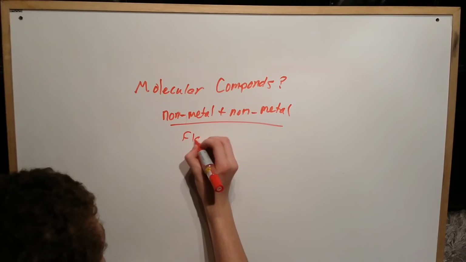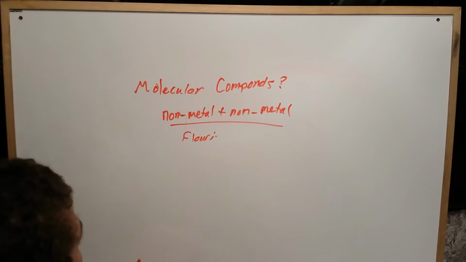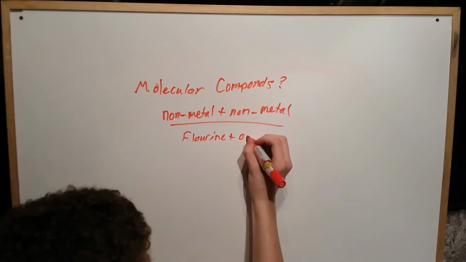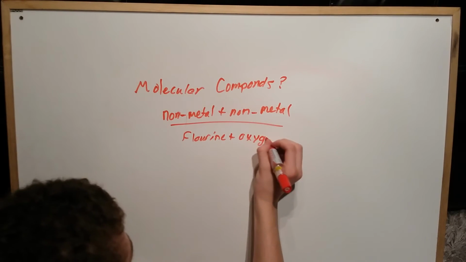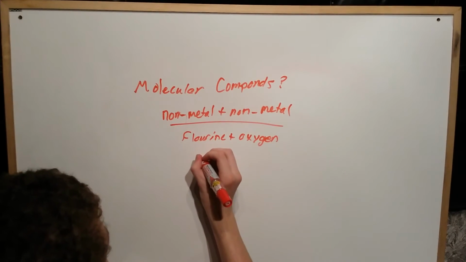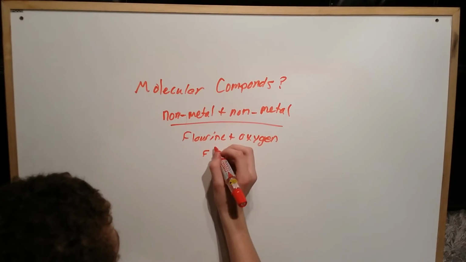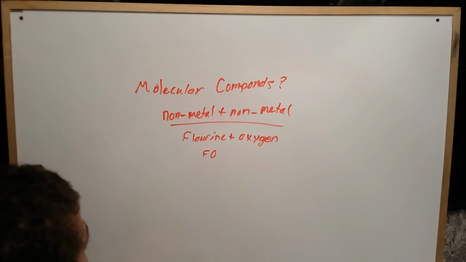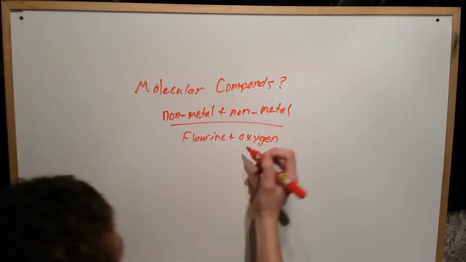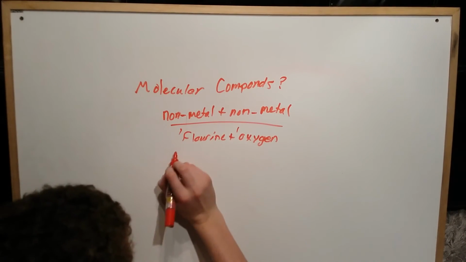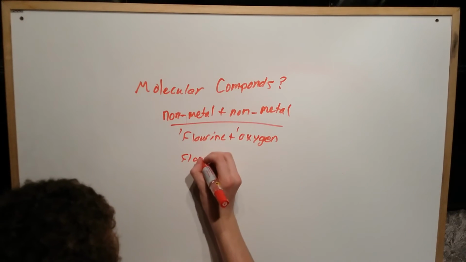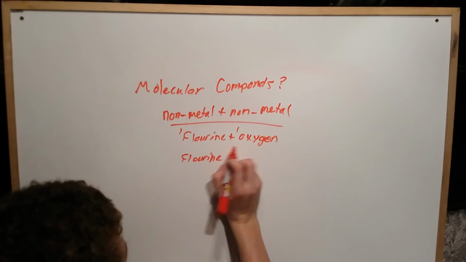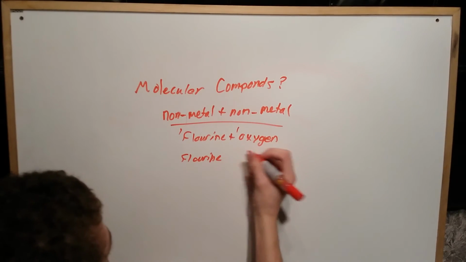So fluorine plus oxygen. When you put these two together, you're going to get F for fluorine and O for oxygen. So FO, but in this case we have 1 oxygen and 1 fluorine. So fluorine is actually going to stay the same. So we're going to do fluorine, but this is not just oxygen. We're actually going to add a mono.